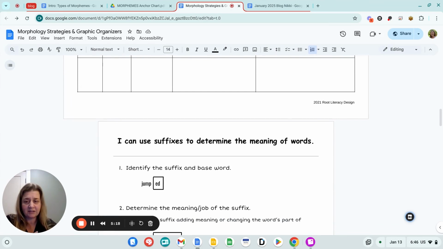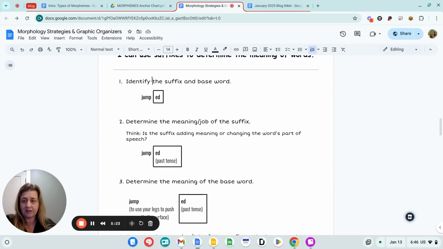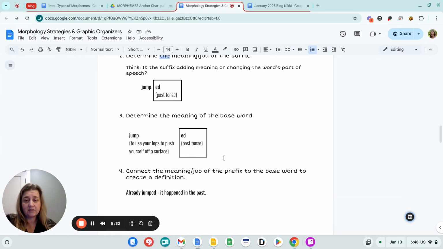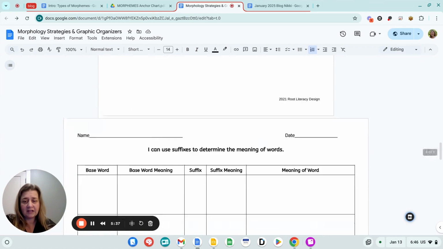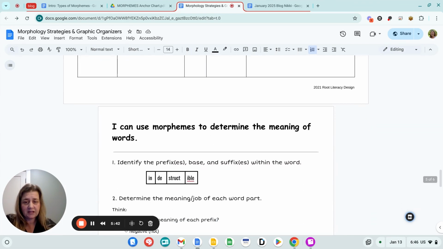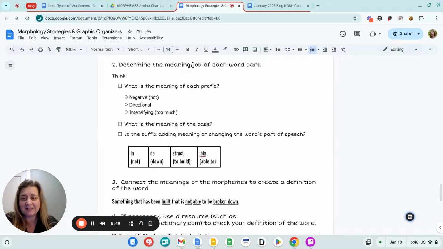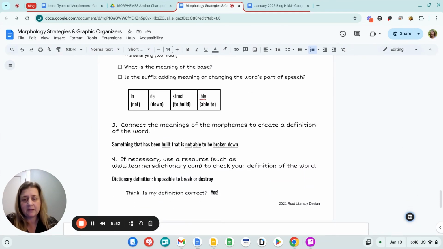Same metacognitive strategy with suffixes. So you box your suffix, underline your base word. Think about the meaning or job of the suffix. Is it changing the word's part of speech, or is it adding meaning? Think about the meaning of the base word. What's the definition? And again, there is a graphic organizer to use with your students. And again, you can then combine those if you have a word that has prefixes and suffixes. Again, it's the same 4 steps, which is lovely.